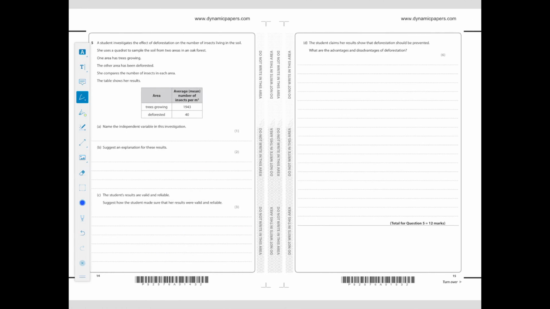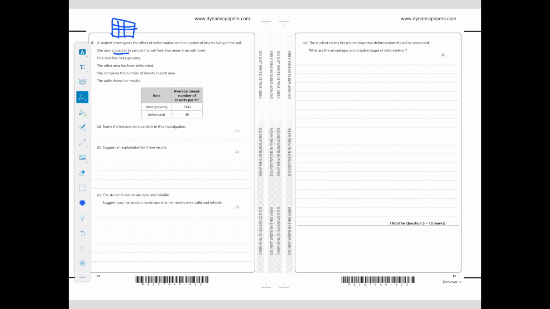5. A student investigates the effect of deforestation on the number of insects living in the soil. She uses a quadrat. That's going to be key. Remember, that's that wire rack that you put down on the ground to sample the soil from 2 areas in an oak forest. One area has trees growing, the other area has been deforested, so that means the trees have been cut down. She compares the number of insects in each area. Her table shows the results.